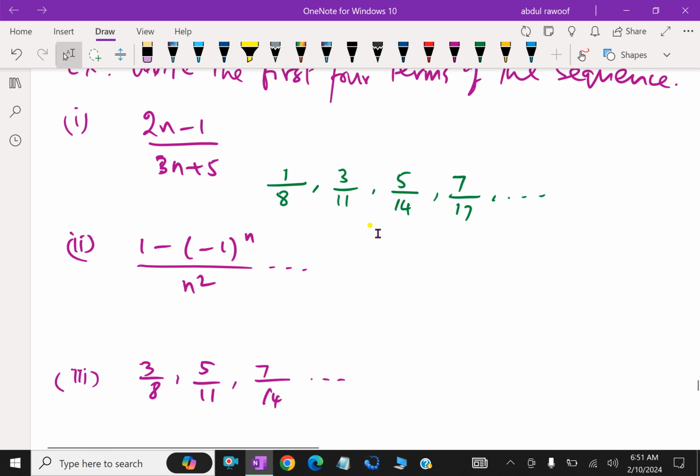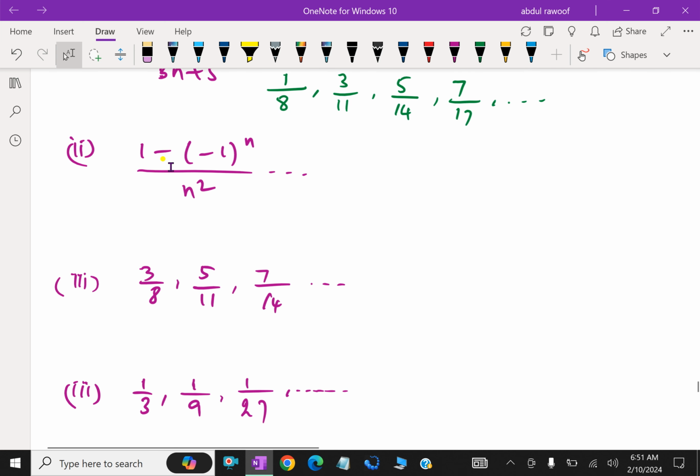Next one: the nth term is (minus 1) power n, minus 1, over n squared. Here n is 1. n is 1 means (minus 1) power 1 is minus 1. So minus 1 minus 1, that is minus 2 over 1. Next n is 2.